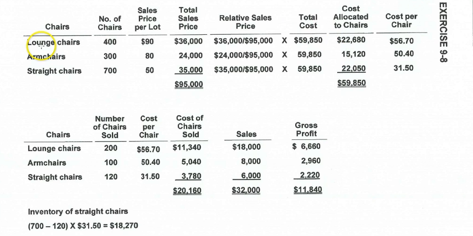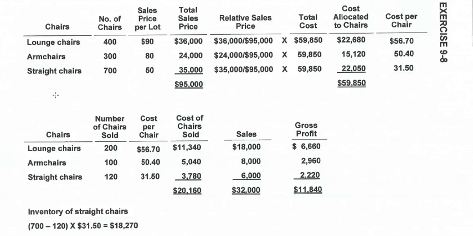The company bought three kinds of inventory: lounge chairs, armchairs, and straight chairs, and here's the volume of each. They bought it with one check, so they've got all these different kinds of goods, and they paid $59,850, one lump amount for it. So the big question is, how much of that $59,850 should go to the inventory of lounge chairs? How much applies to the inventory for armchairs? How much applies to the inventory for straight chairs? So this really is a cost allocation assignment.